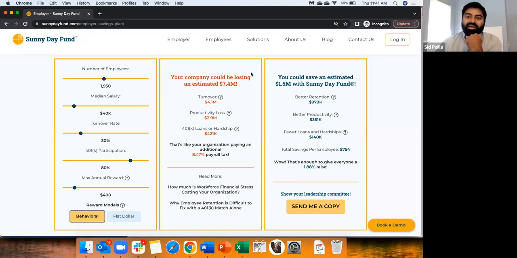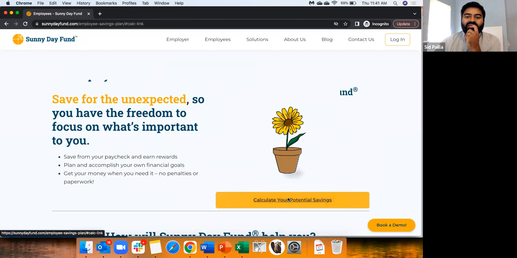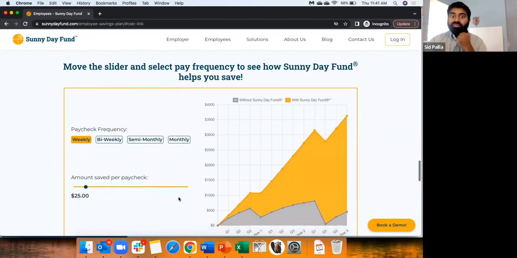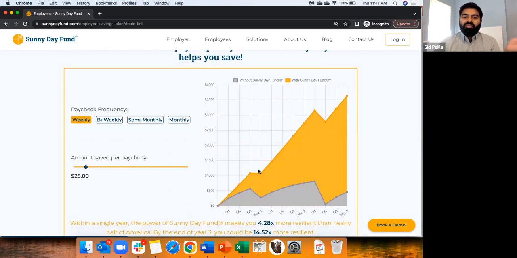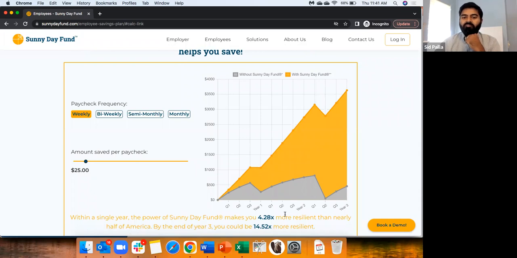Yeah, that's a great idea. If I'm an employee, I'm super psyched about this because all of a sudden I have an ability to build more savings than if I'm doing it by myself. So let's say that I'm putting away just $25 per week, which is what we have seen in Sunny Day Fund, people are doing just about that, if not more. You can see how employees are building up their emergency savings, even with emergencies along the way, thanks to the rewards from the employer, as well as the behavioral finance components of our own program, making them 4.3 times more resilient than the typical American employee.